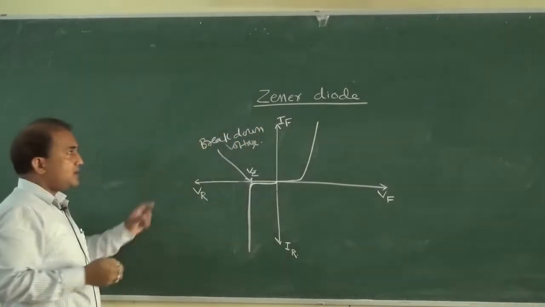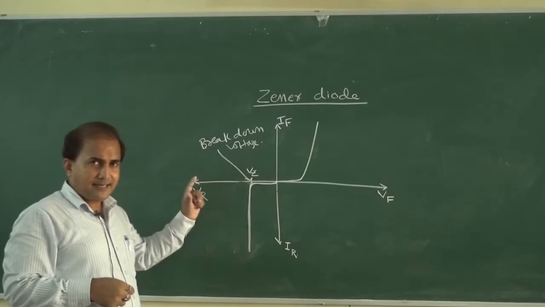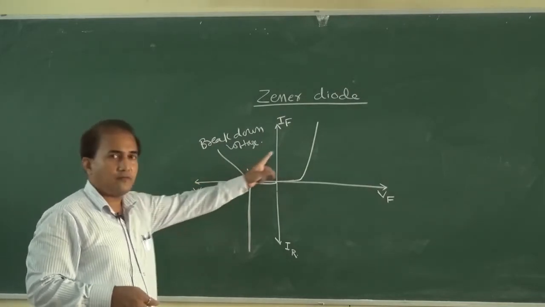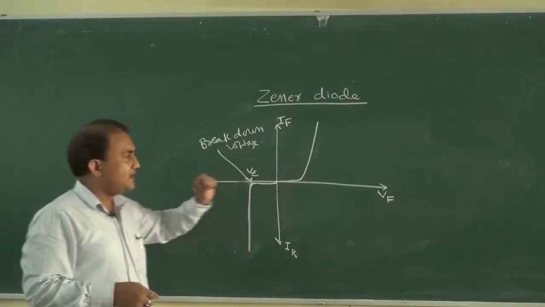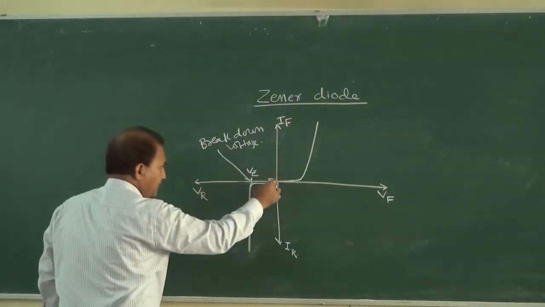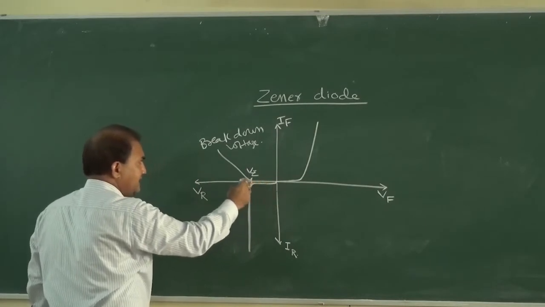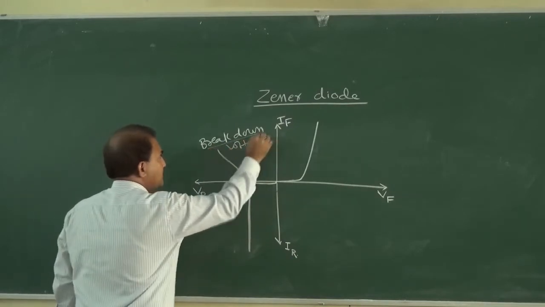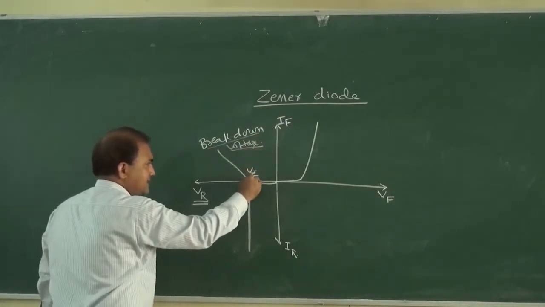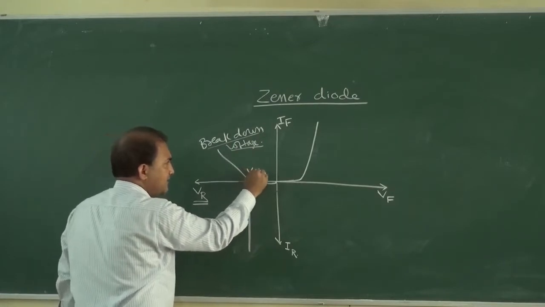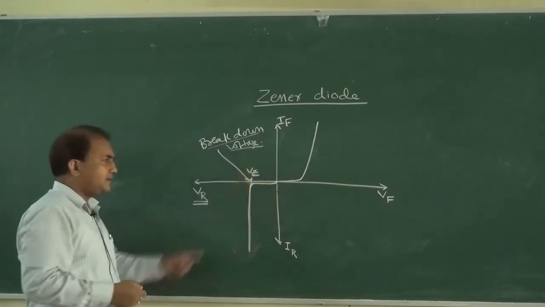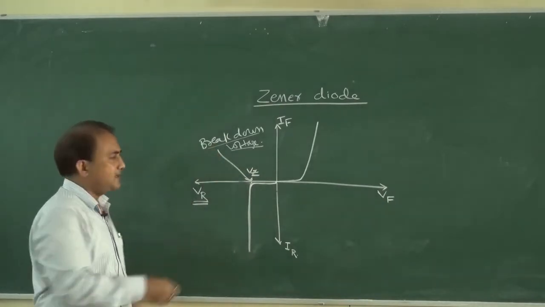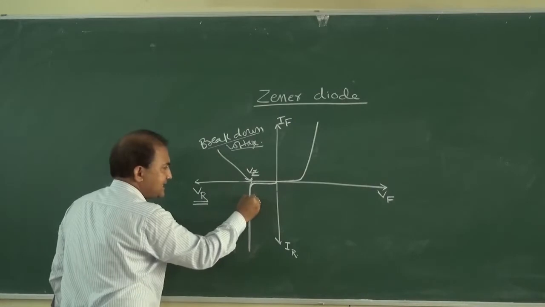Okay, so the VI characteristics of a Zener diode are similar to a PN junction diode in the forward bias case. In the reverse bias case, if we increase the reverse voltage, then after the breakdown voltage, which is represented as VZ, a sharp increase in current is observed.